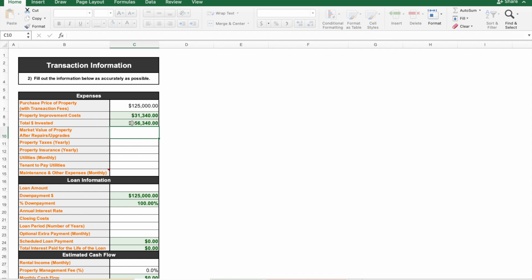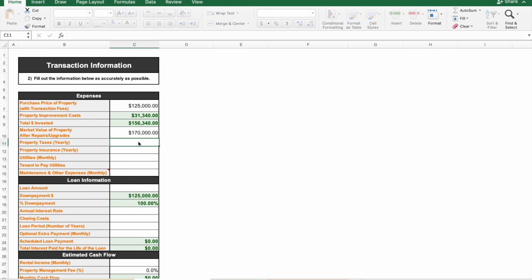And then below that takes your purchase price and your property improvement cost, and sums that up to get you a total investment amount of $156,340. So then the next cell right here is the market value of the property after the repairs and upgrades have been made. So hopefully when you make all these repairs and upgrades, the value of your property will also increase. So I'm going to say that increased to $170,000.